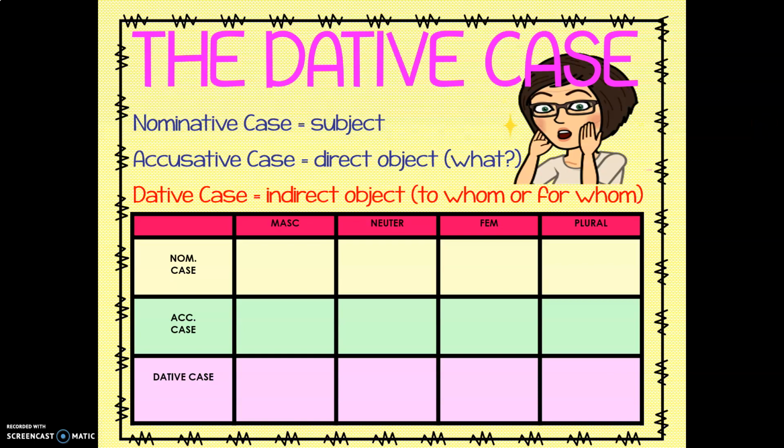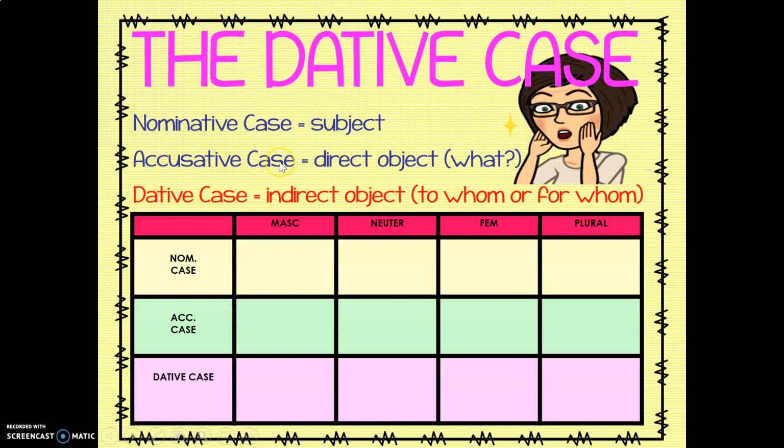Today we're going to talk about the dative case. The dative case is probably one of the harder things that we will take a look at this year, and it gets a little complicated. So let's start at the beginning and think back to the nominative case. Remember, the nominative case is just a fancy way of saying the subject of the sentence.